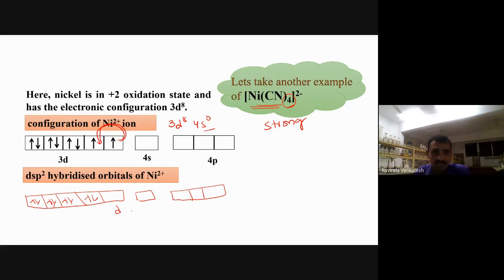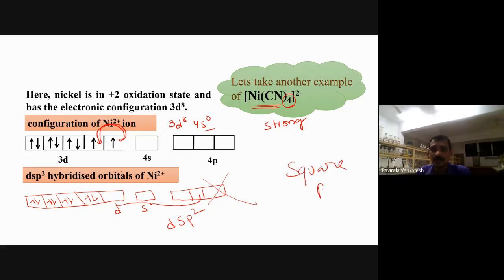But you have to start from the d orbital. You can take only one d orbital, one s orbital, and two p orbitals. Don't take this one, because only four ligands are available. Now what hybridization are we going to get? dsp2. If it is dsp2, the shape will be square planar.